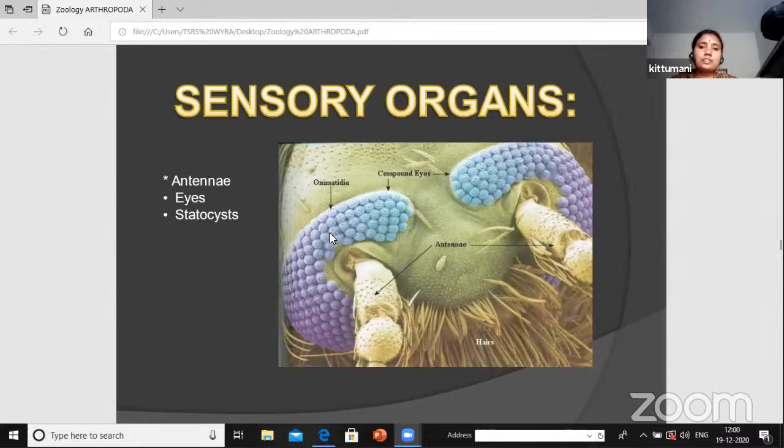Here all of you look at the picture. It is one compound eye, the insect head. They have two pairs of antennae, meaning one pair of antennae, and here compound eyes are present, and ommatidia are also present for the sensory action.